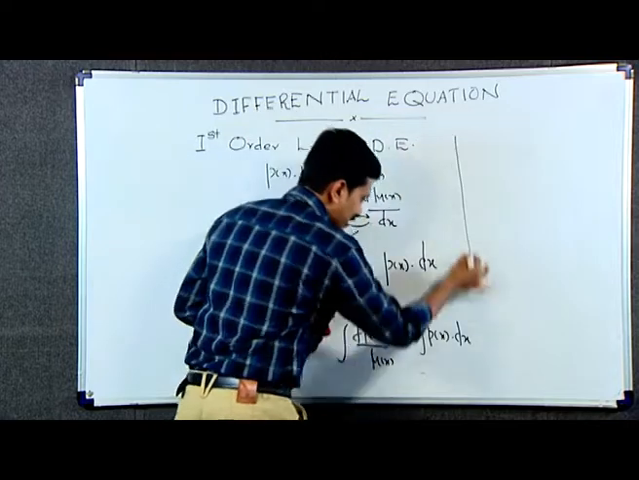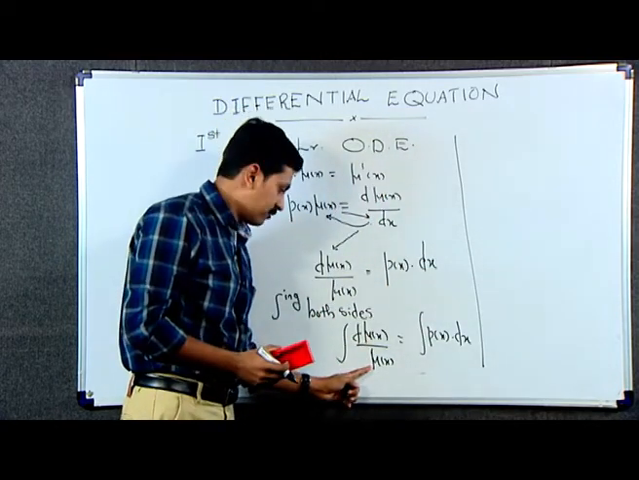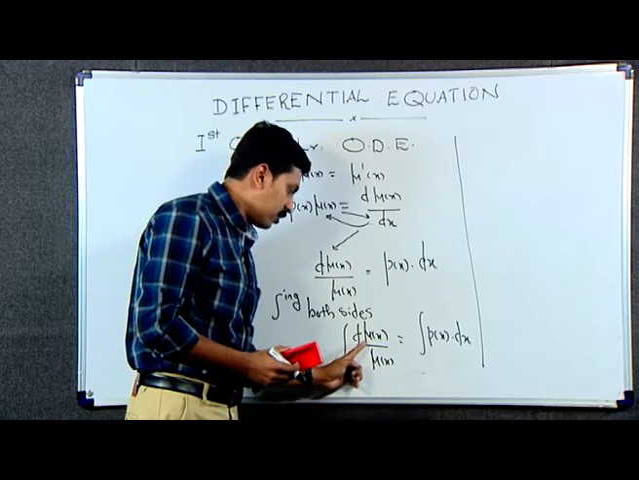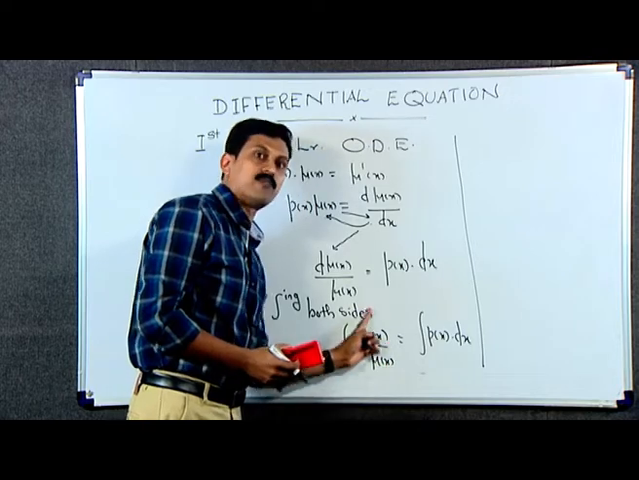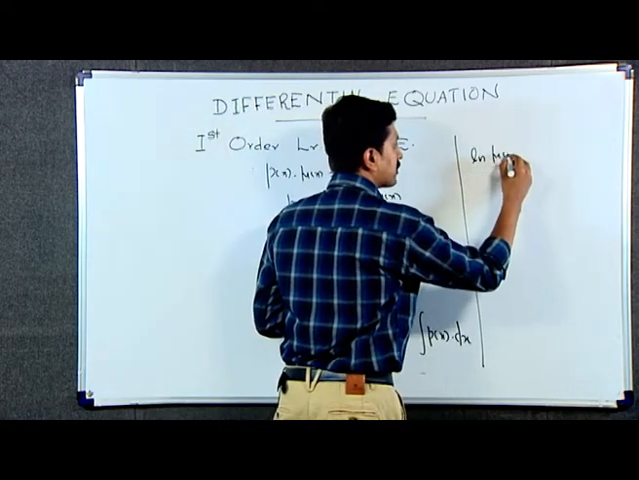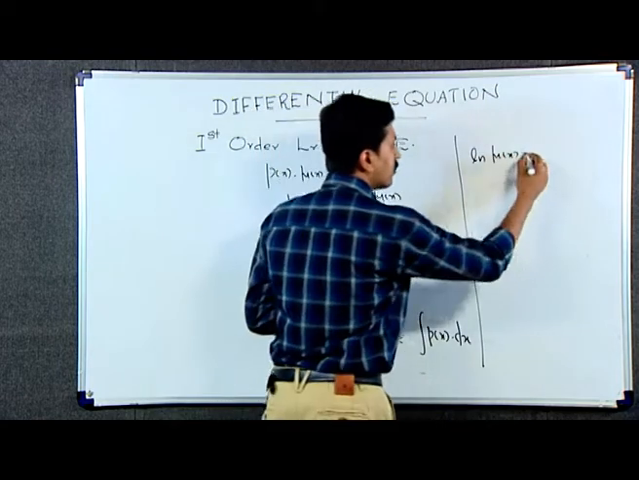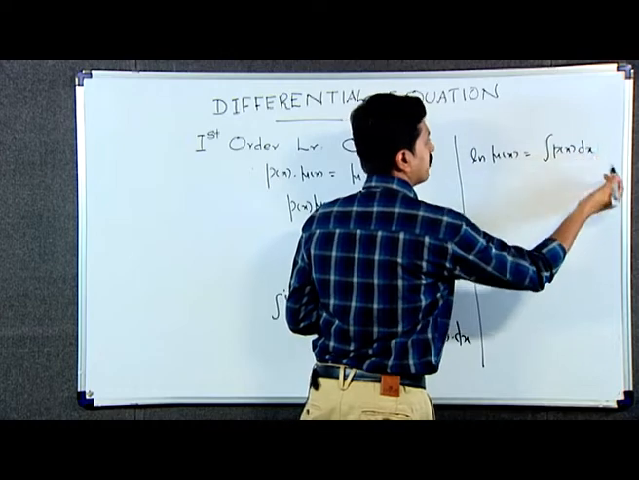What is the answer for d mu of x divided by mu of x? This is a logarithm, since the denominator is mu of x and the numerator is the derivative of the denominator. Therefore, that is equal to log of mu of x, and this is equal to the integral of p of x dx plus c.